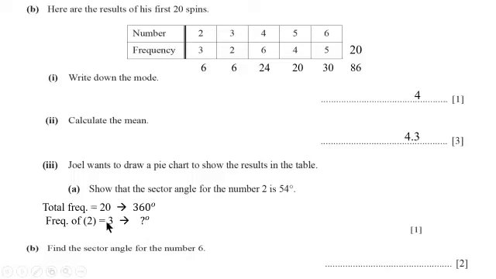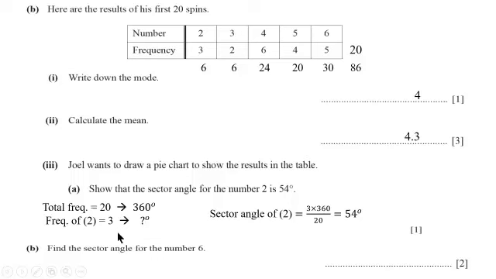What is the angle that 3 must represent here? It's like a ratio. So we just multiply 3 times 360 and divide the answer by 20. It will be 54, as the question asked for. B. Find the sector angle for the number 6.